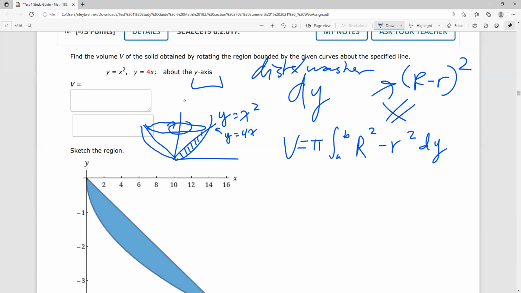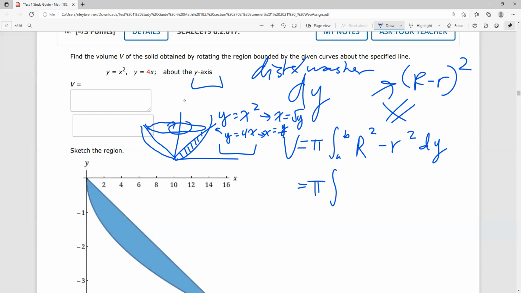So with this formula, which function would be? Oh, actually, before we do that, we're integrating with respect to y. So what do we need to do with our equations? Flip the variables, right? So let's go ahead and flip that. This will give you x is equal to square root y, and this will give you x is equal to y over 4, right?